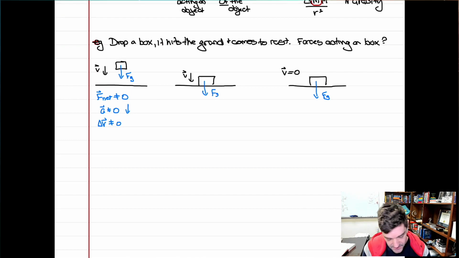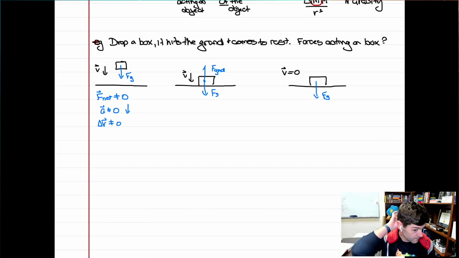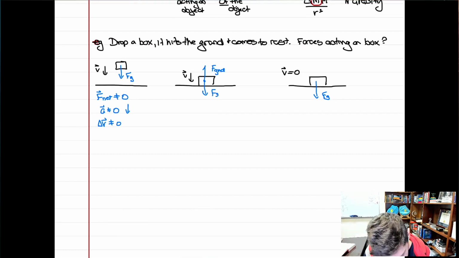In this middle case, it is touching the ground. So I expect there to be a force from the ground. I could just start by drawing the arrow like this and say force from ground. Really, I should be drawing, well, remembering that these are vectors.